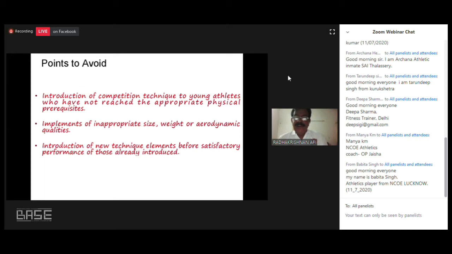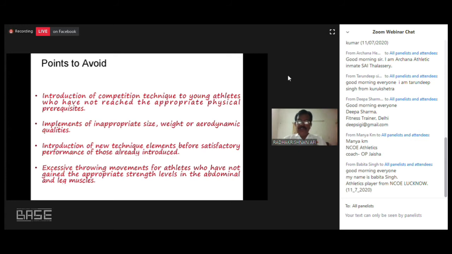Introduction of new technique elements before satisfactory performance of those already introduced. That's what I said in the beginning of teaching progression. We should make sure that the athlete has made some satisfactory performance of the skill which he already was introduced to. Then we should introduce a new technique.